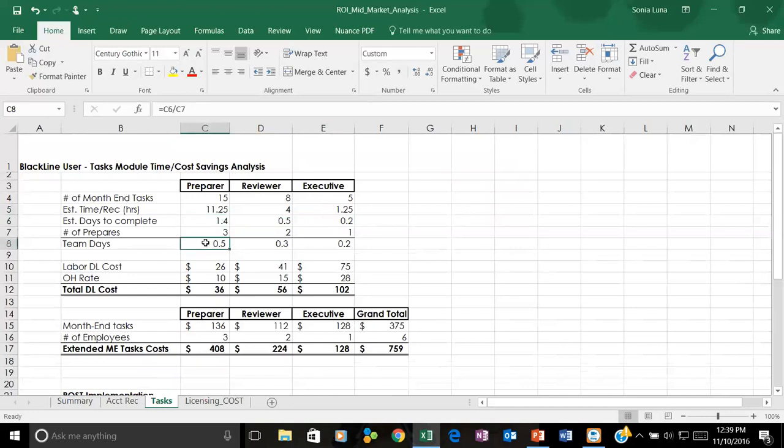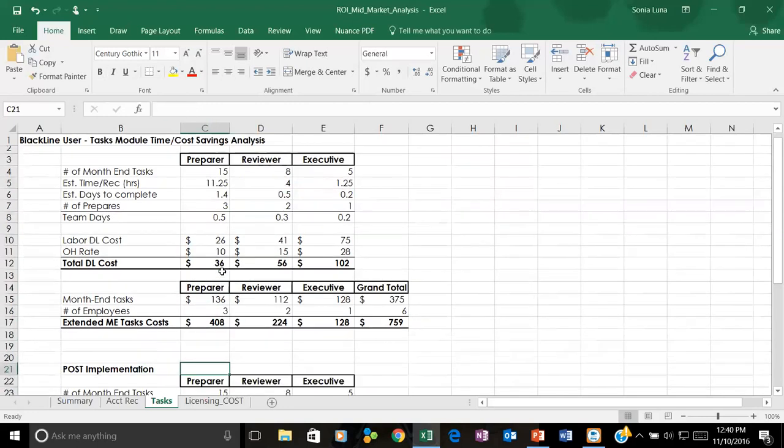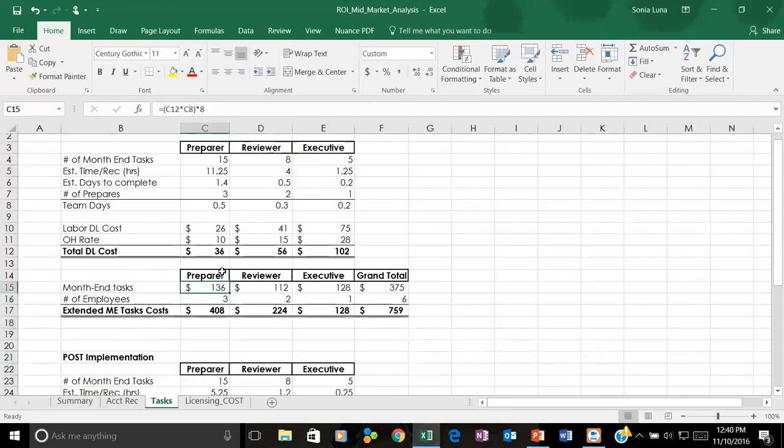And then we did the same modeling that we did with the account rec, looking at the entire team. How long does it take to get these administrative tasks done? It doesn't take them a full day, the entire team, but it does take some time, about half a day. Labor cost, same model that we did in the account rec. Month-end task in terms of the cost: we're just taking that labor rate multiplied by days, and then obviously there's so many hours to a day, number of employees, and you get your 408 here for the preparer role, reviewer, etc., and executive role.